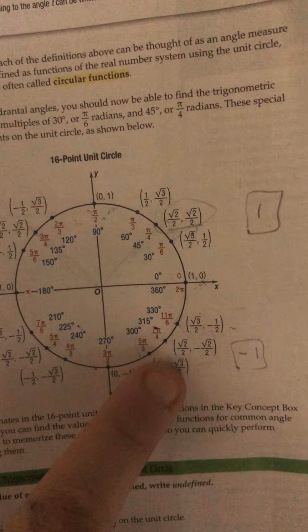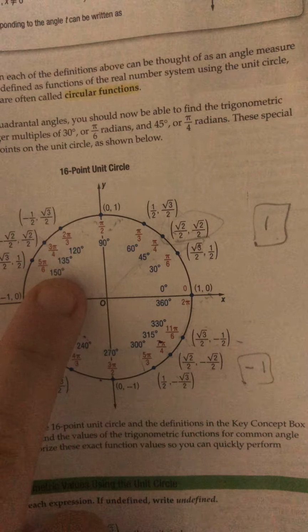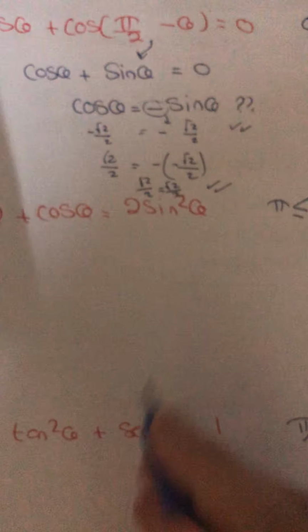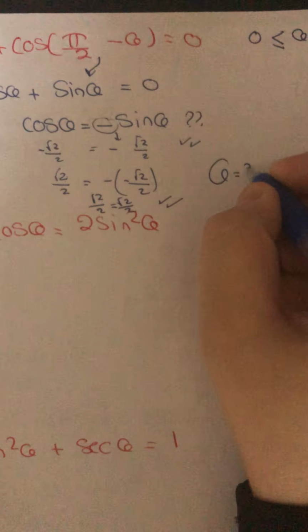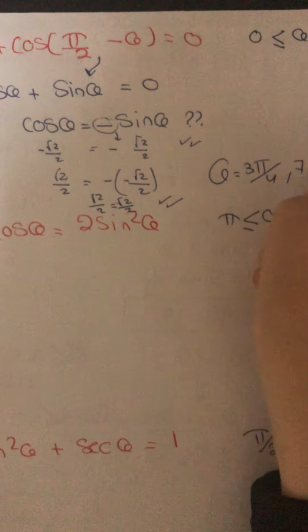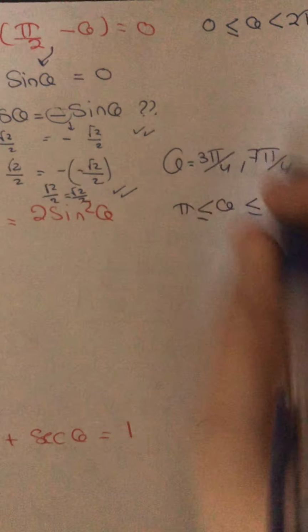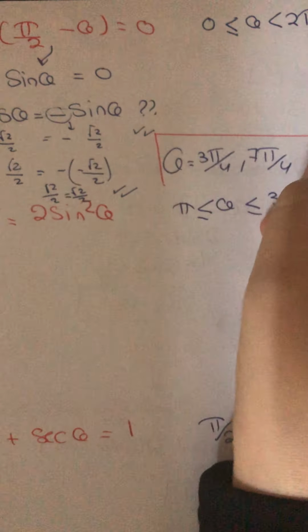So the two quadrants with opposite signs are 135 and 315. They want the answer in radians: 3 pi over 4 and 7 pi over 4. And this is the answer, 3 pi over 4 or 7 pi over 4, and these are the only possible answers here.